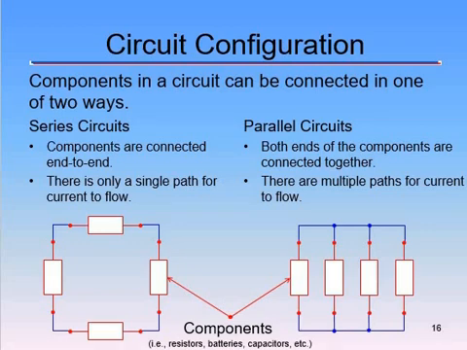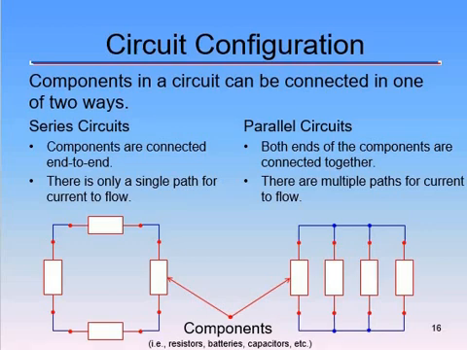On the right hand side we have parallel circuits. With parallel circuits, both ends are connected to the same node, and there's multiple paths for current to flow. So in the picture on the right hand side, there's 1, 2, 3, 4 different paths for current to flow through. So that current's going to break up.